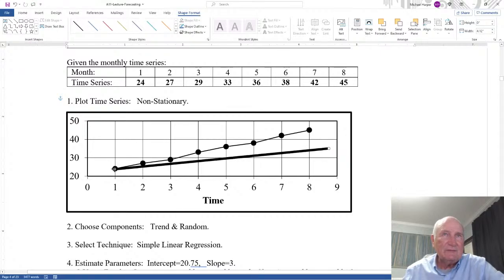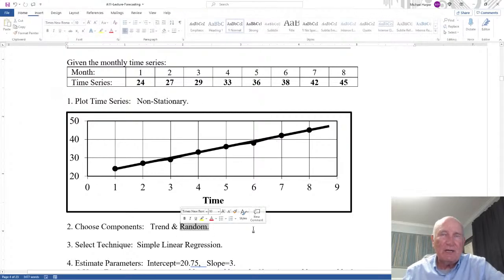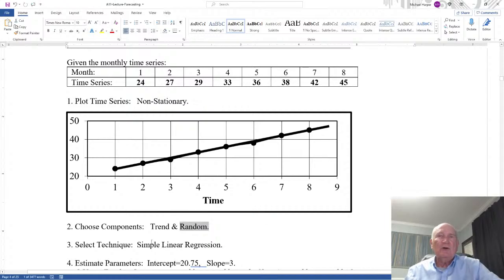So if I take this and put this through here, we can see that all the values don't lie exactly on that straight line. So there's variability around the line. That variability is unexplained, so that's a random component. So the variability due to the non-stationary nature of the time series is a trend component. The variability around the trend line is a random component because it's unexplained.